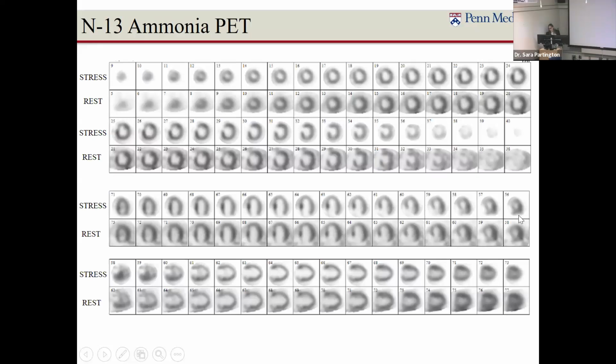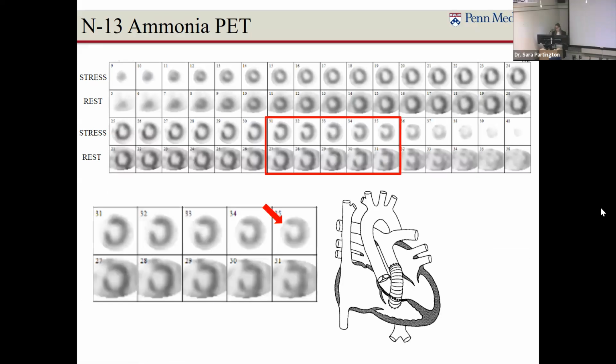And this was his nuclear scan. So for those of us that don't see these every day, we have the short axis going from the apex to the base. Here are our vertical and horizontal long axis imaging. I think the first thing that pops out to most people is here at the base, we see a big perfusion defect in the septum.